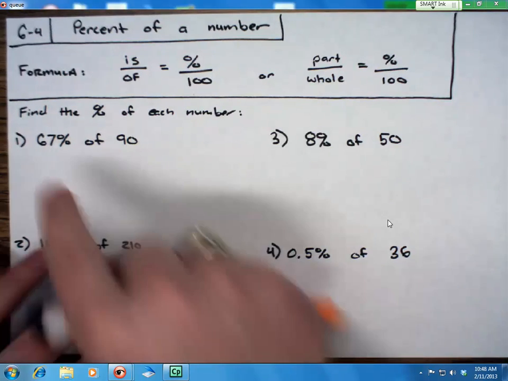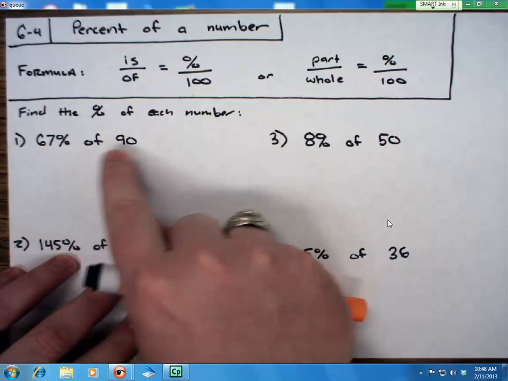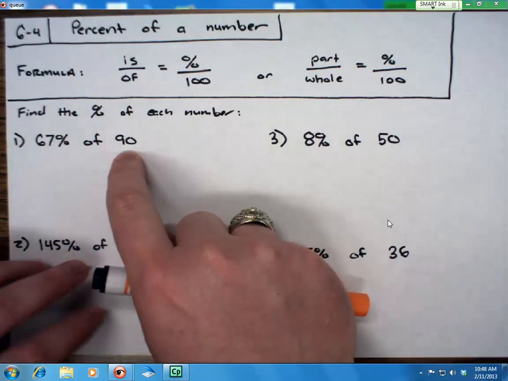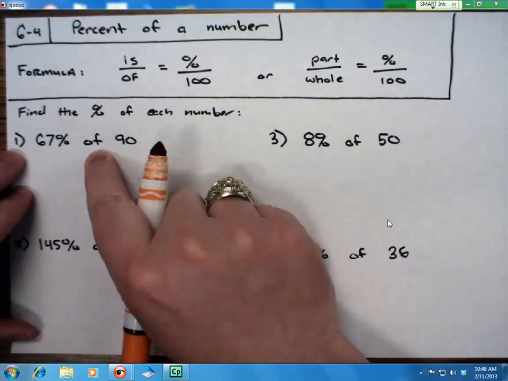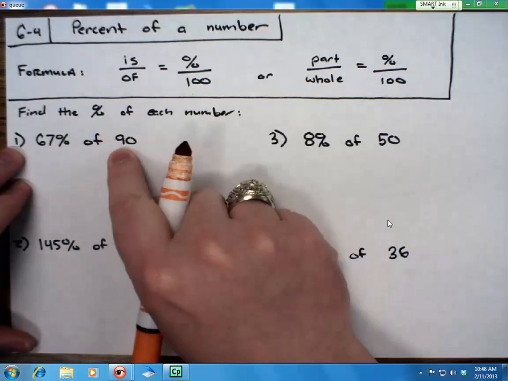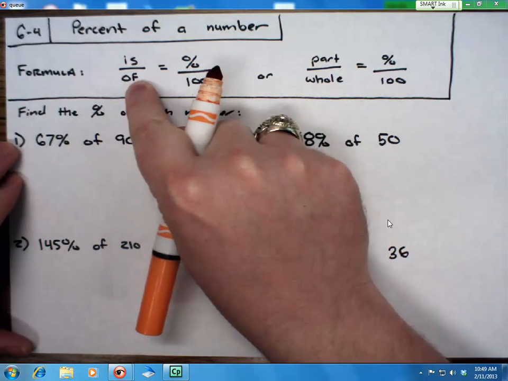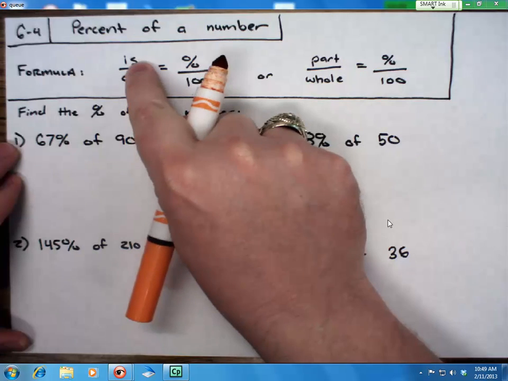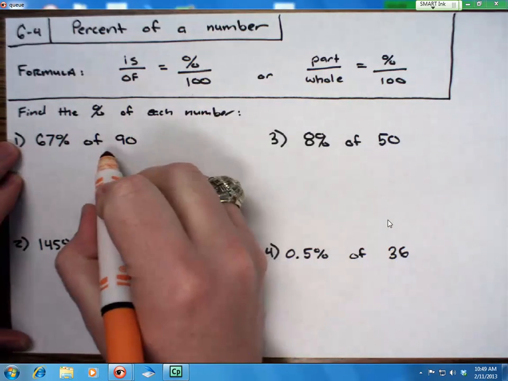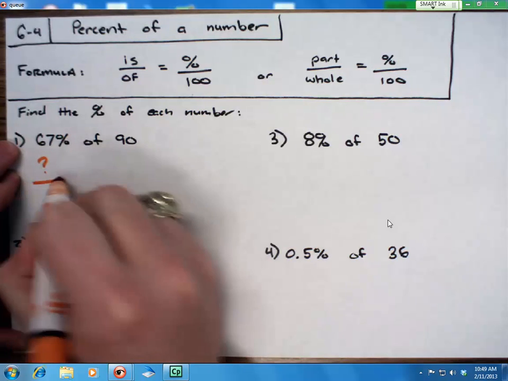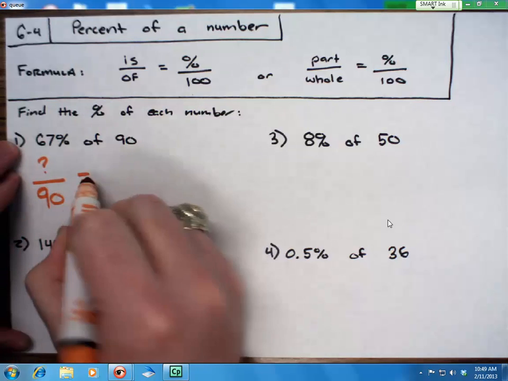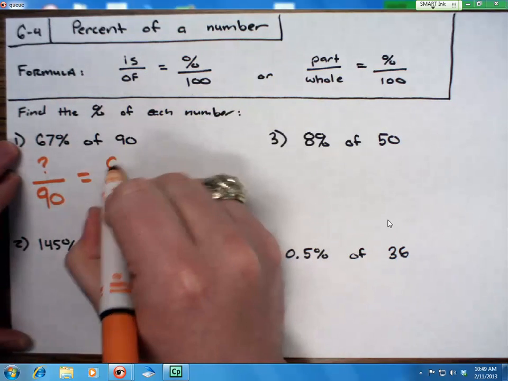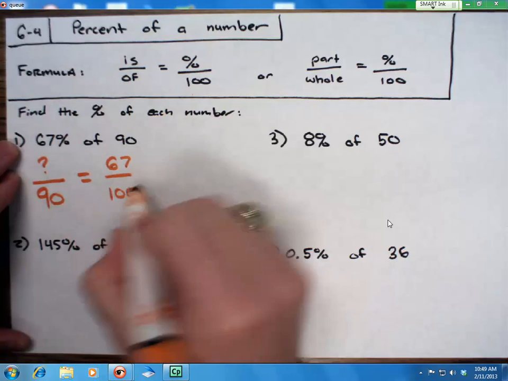Now this one right here says 67% of 90. It's basically saying, what is 67% of the number 90? Obviously, this has the word "of" in it, which I believe is what we're going to be finding today on our work. So that's going to be the denominator for our fraction up here, and we're going to be trying to find the "is." So when I set this up, my "is" is my question mark, my 90 is my "of," and I'm going to set that equal to 67, my percent, over 100.